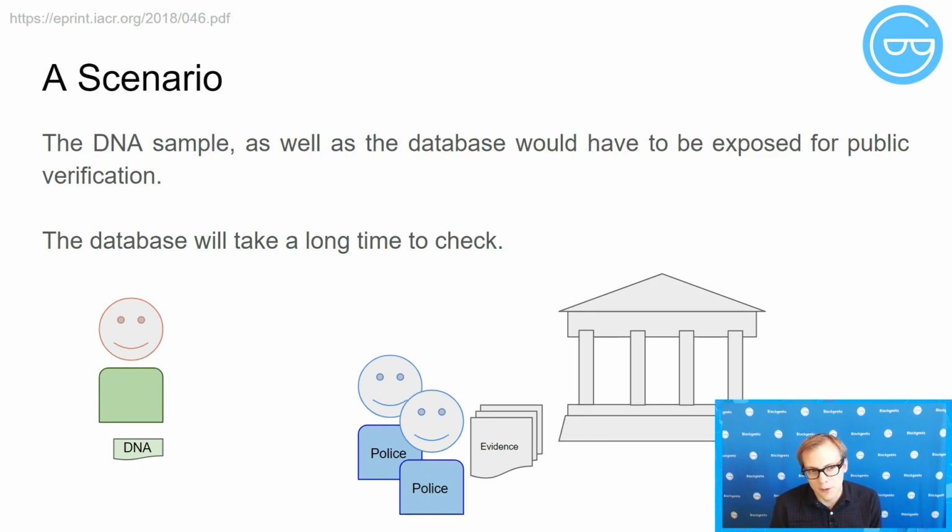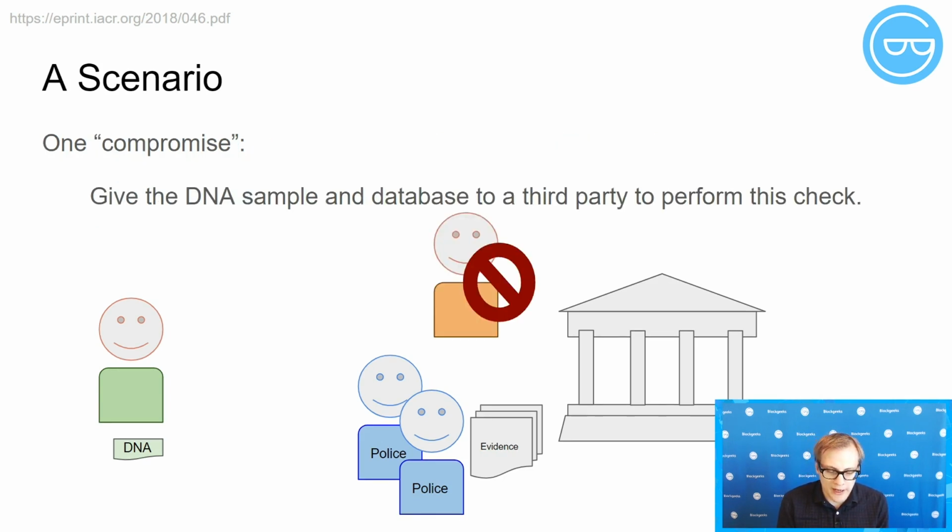So, what's another approach that could be taken? In the real world, what might happen is that you would hire someone that can be trusted, a third party, to perform this check. But this still exposes this precious private data to people for which the people in the database may not want to have access to this information. And in particular, this still requires some level of trust.